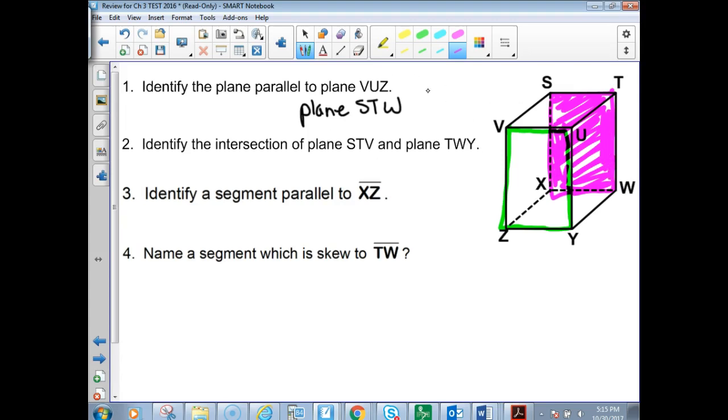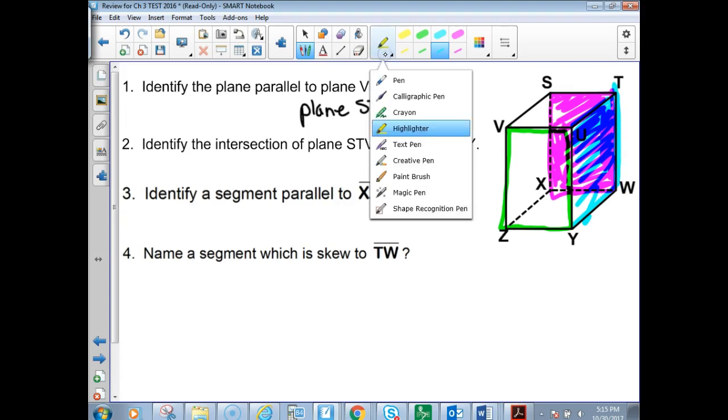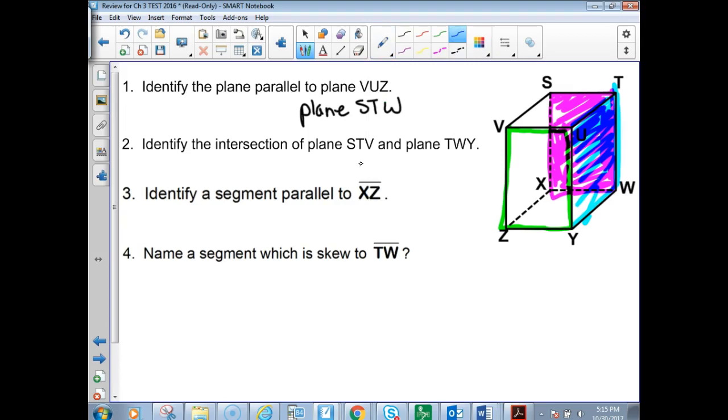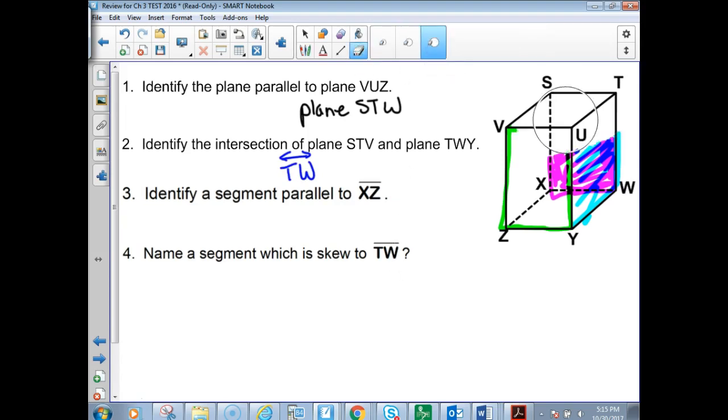Next I want to see where plane TWY intersects it. So that would include the points T, W, and Y. And actually there's a hint right there. Where did those overlap? Was on that edge right here. So that would be the line TW. 2 planes always intersect in a line. And you can reverse those letters as well. But that is the only answer to that question. The intersection of the back and the right side planes is the line TW.